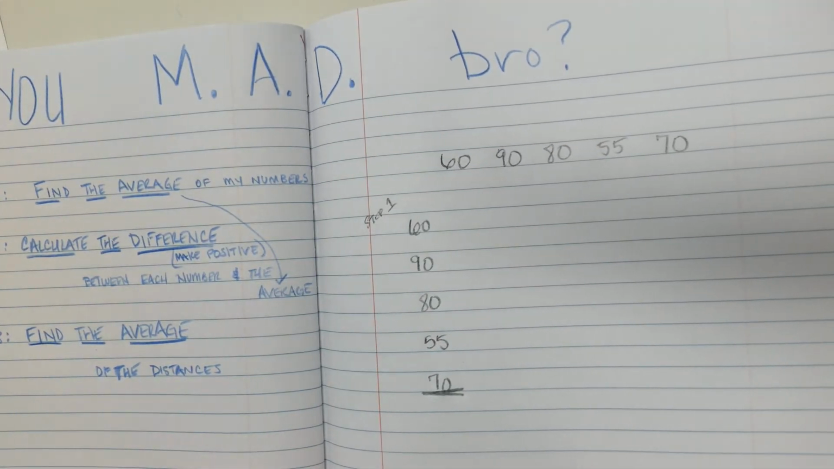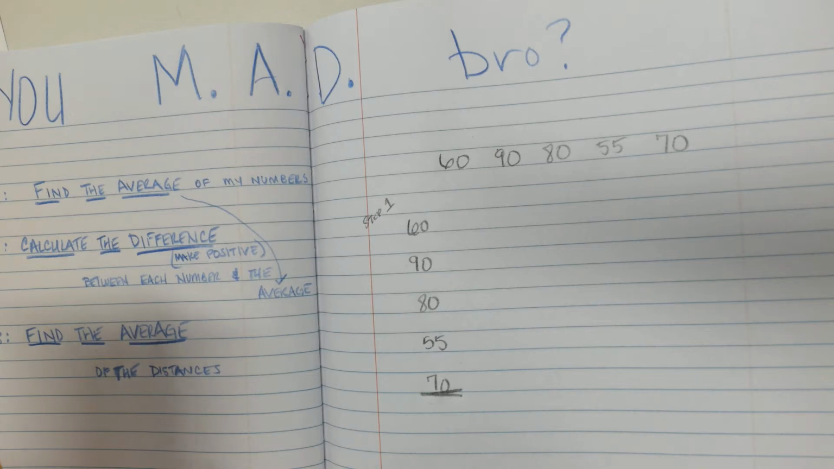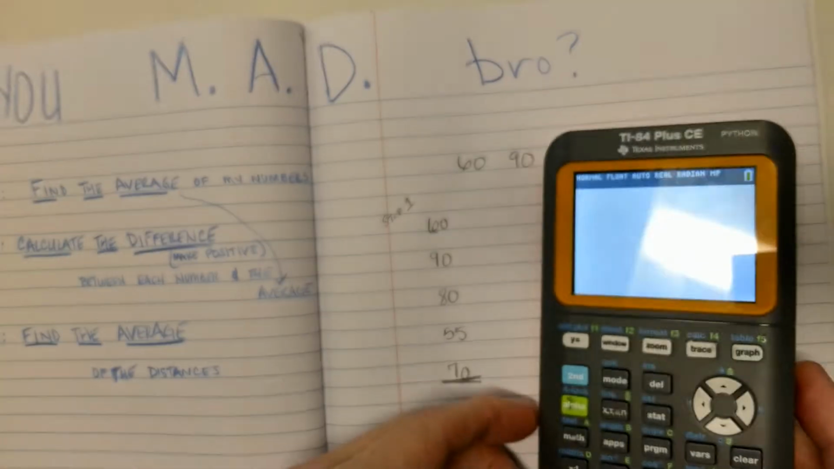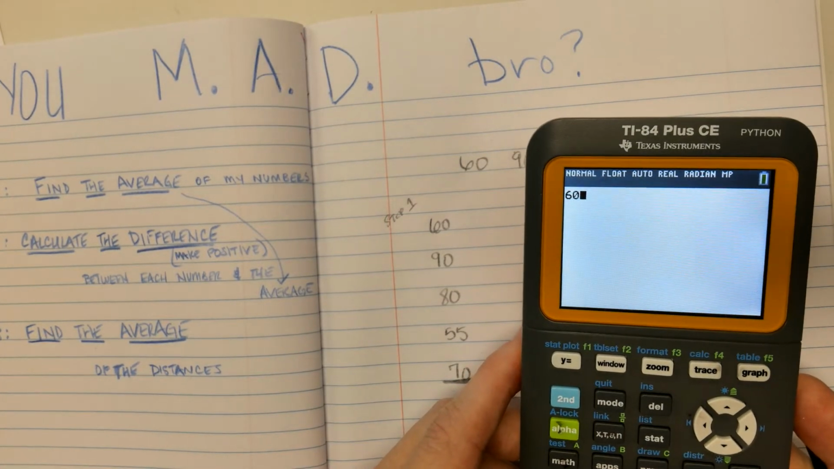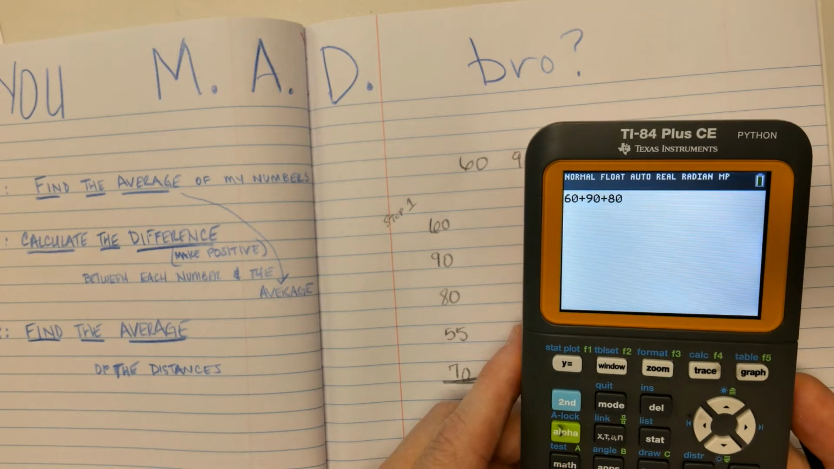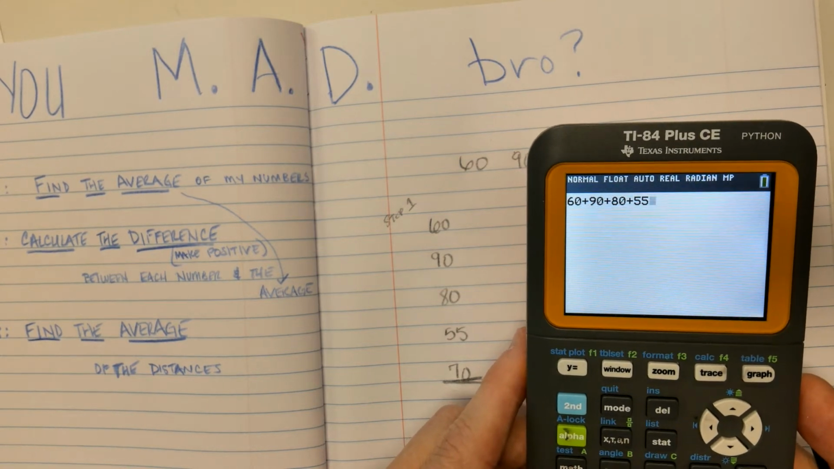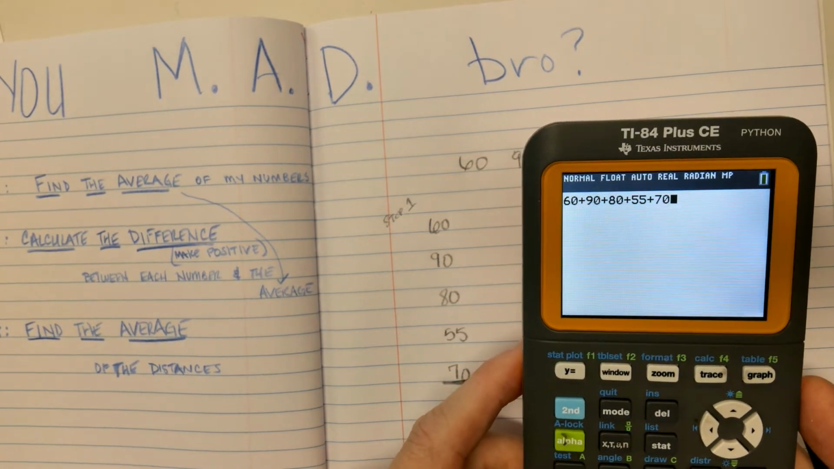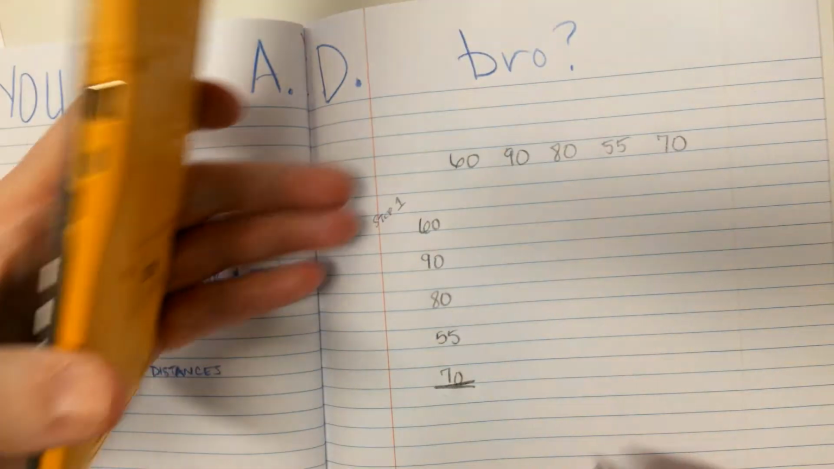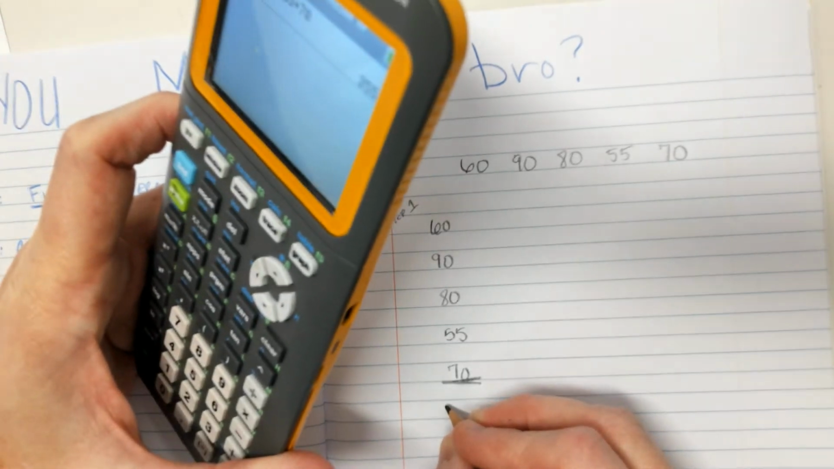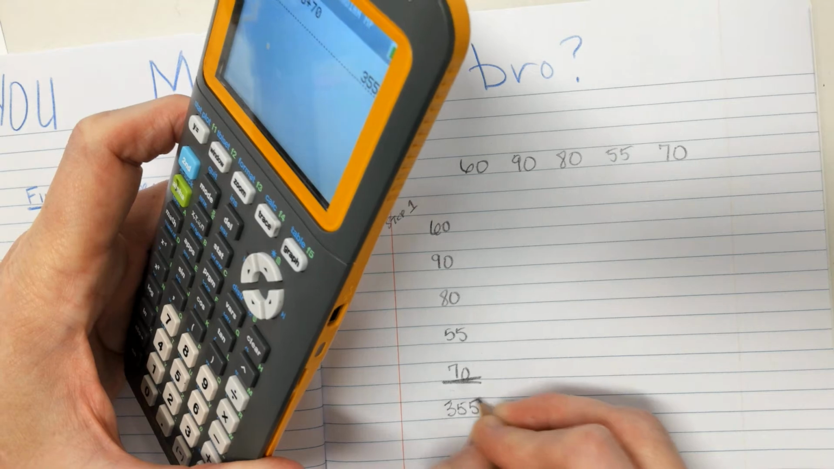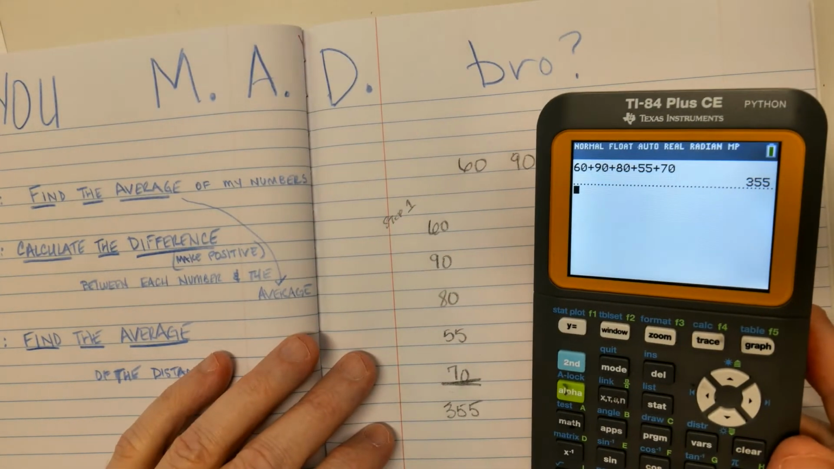You already know. How am I going to find the average of these numbers? Add them up and then what? Okay, so go ahead in your calculators. 60 plus 90 plus 80 plus 55 plus 70. Okay. What y'all got? You should have 355. Anybody get that?